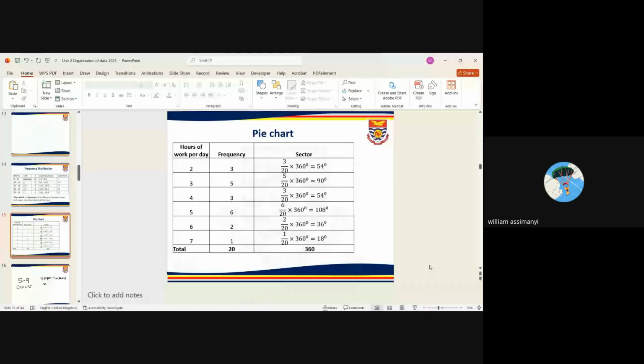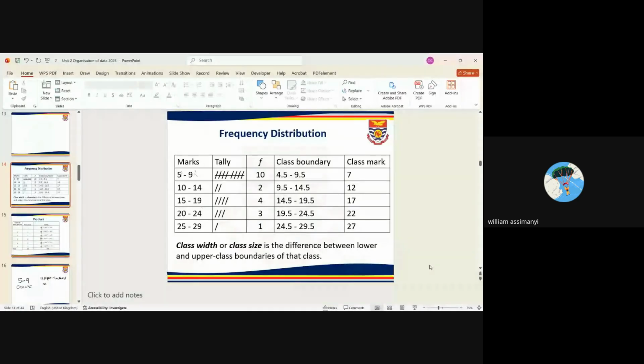I think at the SHS level, the class mark, if I'm to say, then we can say that it's also the same as the class midpoint. Yeah, you are right. I like the way you are saying from SHS. Thank you, sir.